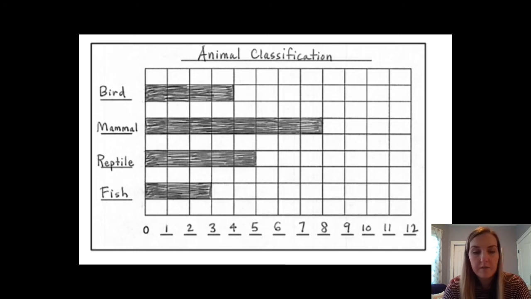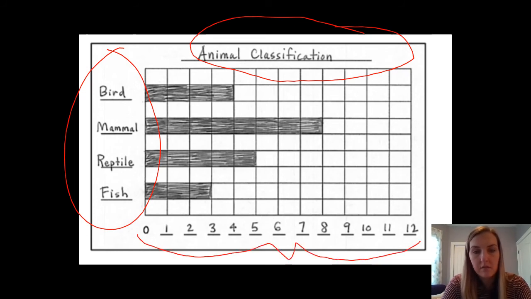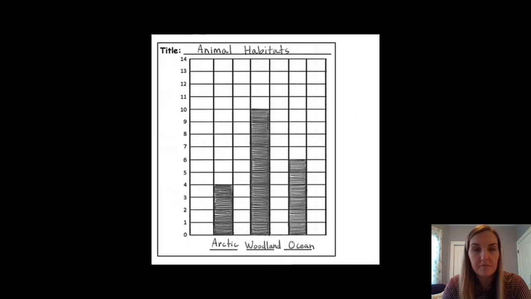Moving on to bar graphs, we were just talking about picture graphs. Animal classification. So we have a title, categories. This is called a scale. 0 through 12, it's counting by ones, and then we have to shade in the squares to represent the bars. So this is different than a picture graph because it's using bars and it has a scale. Here is a vertical bar graph for animal habitats.